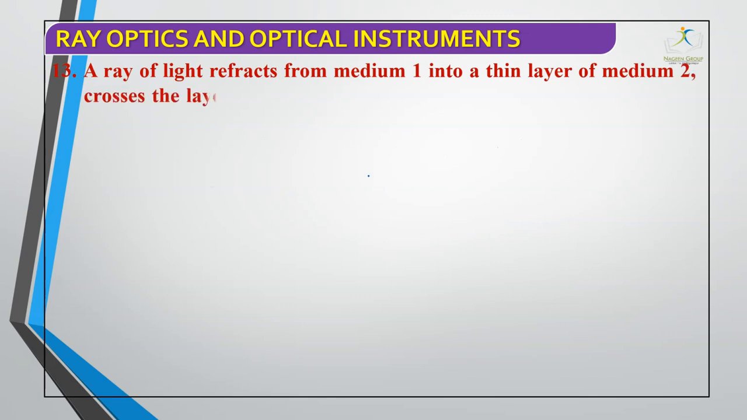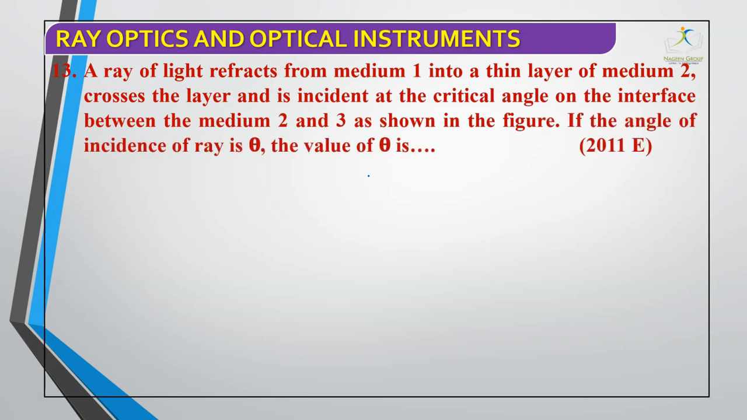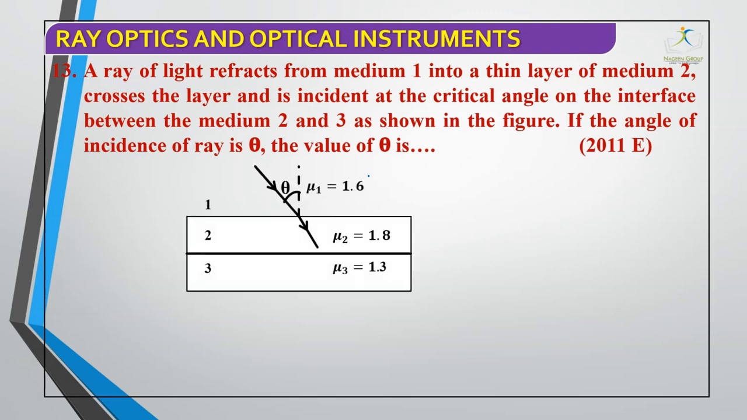Next question: we have a ray of light refracting from medium 1 into a thin layer of medium 2, crossing the air, and is incident at the critical angle on the interface between medium 2 and 3, as shown in the figure. If the angle of incidence of the ray is theta, the value of theta is? So this is the given diagram. Theta we have to calculate.